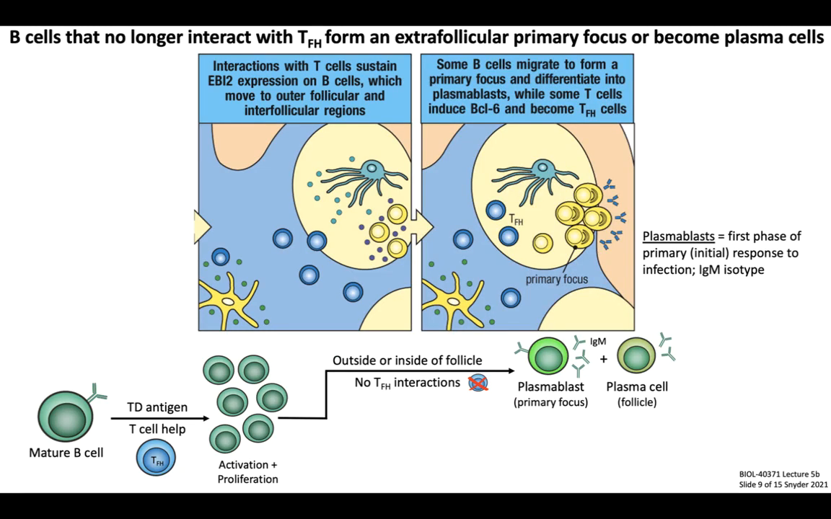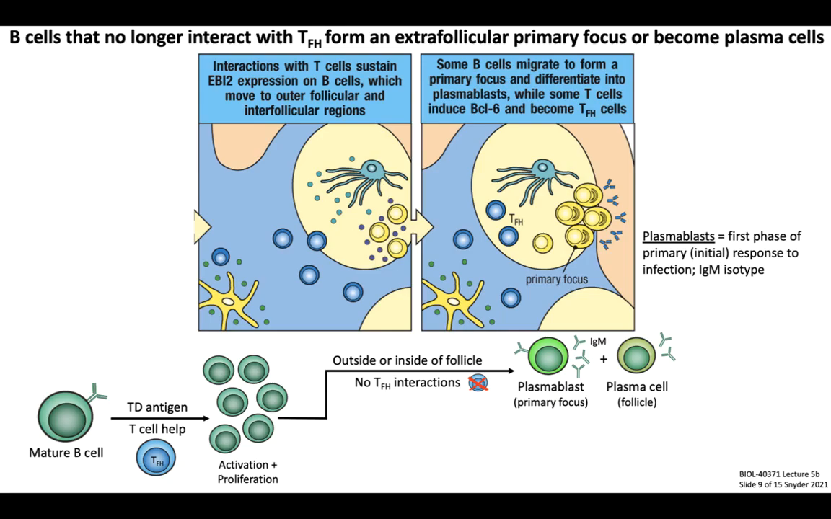The first of these is when activated B cells no longer interact with T follicular helper cells. So these B cells can either migrate to an area outside of the follicle where they form a cellular aggregate called the primary focus, or they can remain in the follicle. Primary focus B cells differentiate into something called a plasmablast, which is a B cell that rapidly produces large amounts of antibodies. B cells that remain in the follicle without any further T cell interactions differentiate into a type of B cell called a plasma cell.